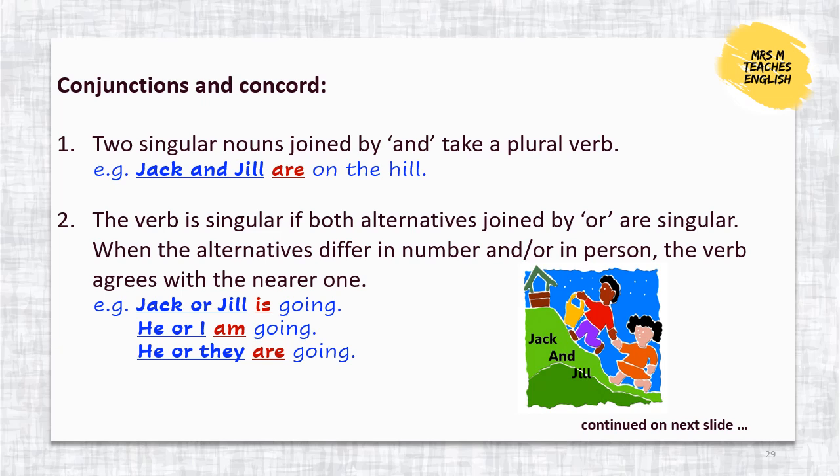If you use the conjunction or to join nouns, the verb takes the number of the nearer noun. He or they are going. Are is next to they, which is plural. This is called the rule of proximity.